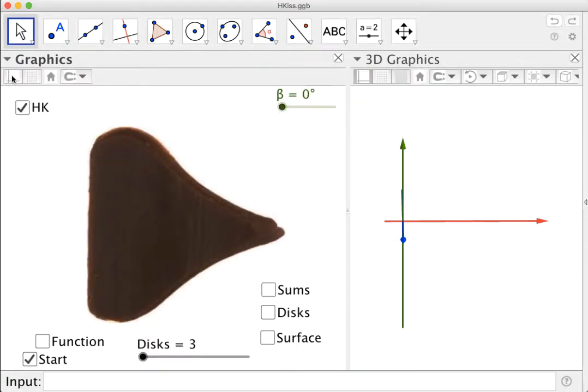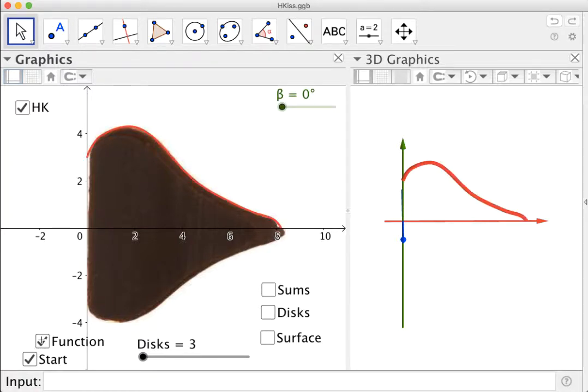Then what we're going to do is think about sitting this on the coordinate plane and fitting a function to it. So here's the function that we end up with, and you can see it's pretty close to the outline of the Hershey's Kiss. And we now have a function that, if we rotate it around the x-axis, will generate a solid that has the same shape as a Hershey's Kiss, approximately.